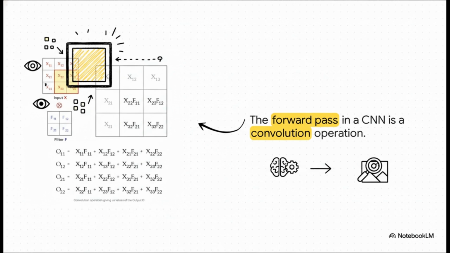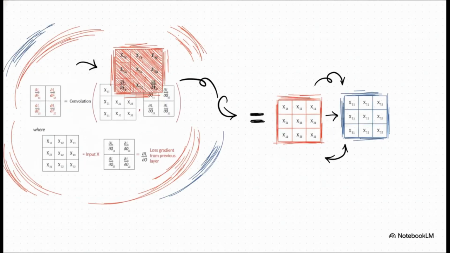This sliding process is called a convolution. But here is the absolutely beautiful part. This is what's so cool. When the network needs to learn from a mistake, the backward pass to update that very same filter, it's also a convolution. It literally uses the same fundamental operation to learn as it does to see.